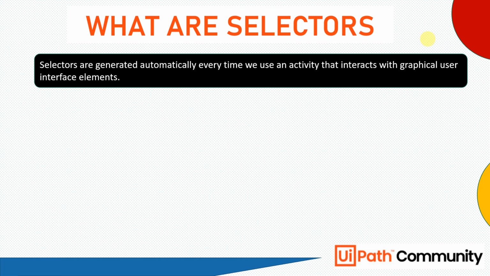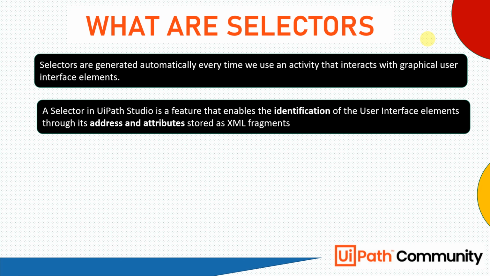That means that we have to click on some place, we have to select the drop down from some place. That is where the selectors come into the picture, and whenever we use such an activity in UiPath Studio, the selectors are automatically generated. We will see that in action in a moment, right? So what exactly is a selector? A selector in UiPath Studio is a feature that enables the identification of the user interface elements with the address and the attributes stored in XML fragments.